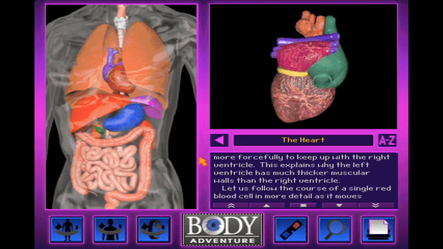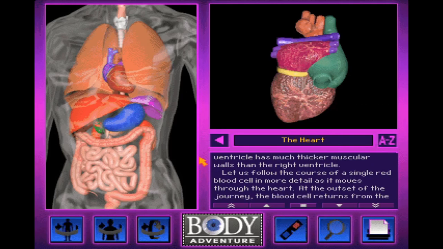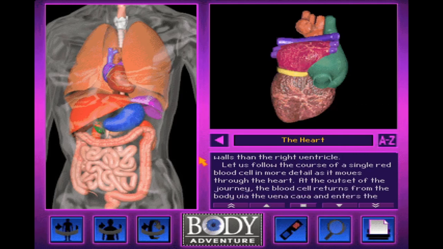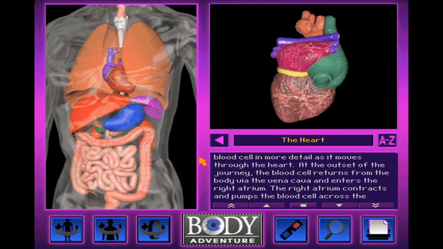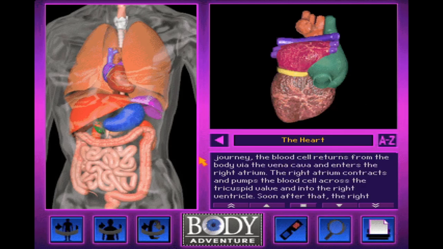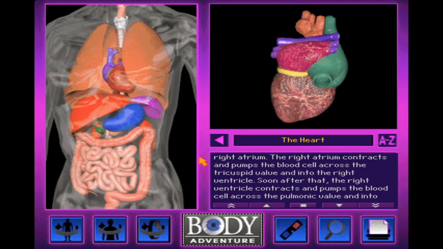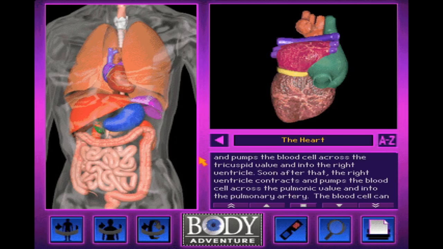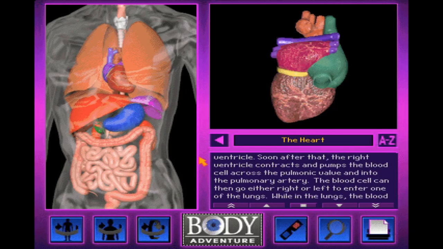Let us follow the course of a single red blood cell in more detail as it moves through the heart. At the outset of the journey, the blood cell returns from the body via the vena cava and enters the right atrium. The right atrium contracts and pumps the blood cell across the tricuspid valve and into the right ventricle. Soon after that, the right ventricle contracts and pumps the blood cell across the pulmonic valve and into the pulmonary artery. The blood cell can then go either right or left to enter one of the lungs.